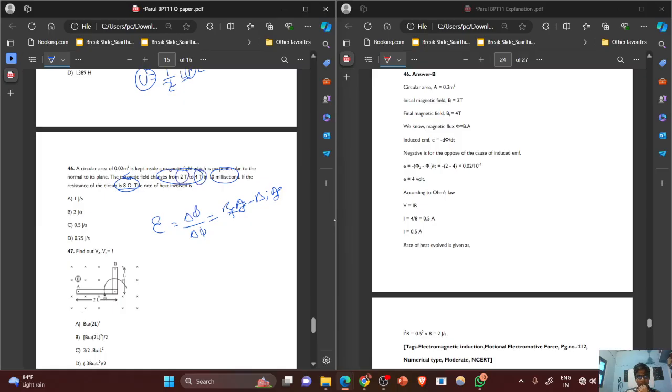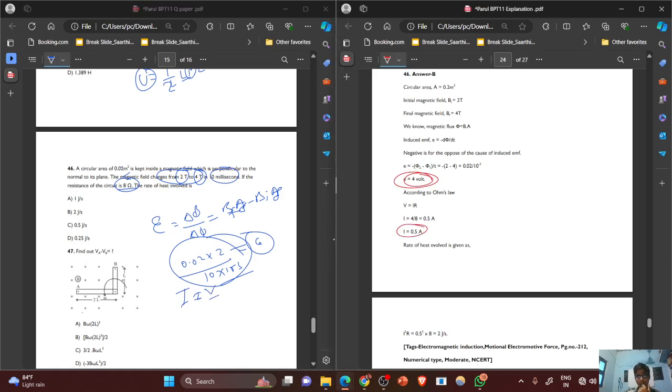Change in magnetic field is given, area is the same. So it will be simply 0.02 into 2 upon 10 millisecond. This is your EMF. Once you get the EMF, you need current. Current is equal to V by R. Putting in the values, get the current. Then it is asking about the heat involved.